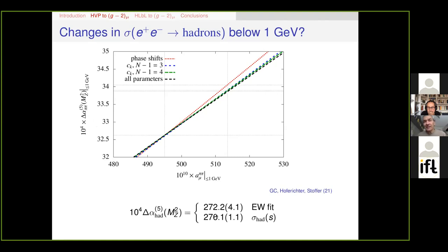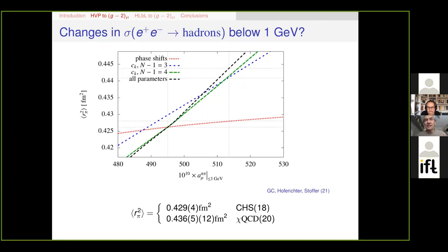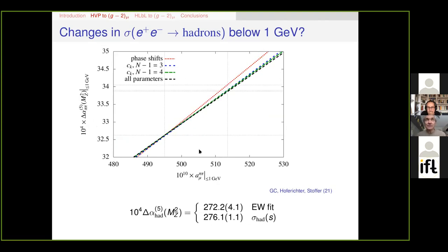But now if you look at the electroweak fit, this is already lower than what you get from this integral. And so if you now require that the value of a_mu HVP increases by about 15 units, then you see that this calculation here, this value here, has to increase by 1.5 units. And so the discrepancy increases a little bit, not dramatically, but it definitely increases.